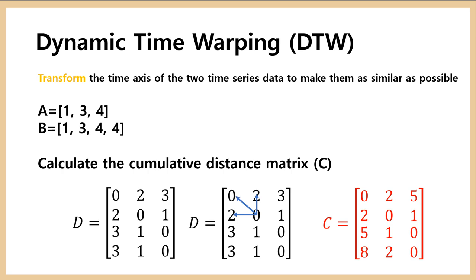And next step, using the previously calculated distance matrix, the cumulative distance matrix C is computed. This process is somewhat complex. For each component, the algorithm compares it with the element to its left, the one diagonally left above, and the one directly above.